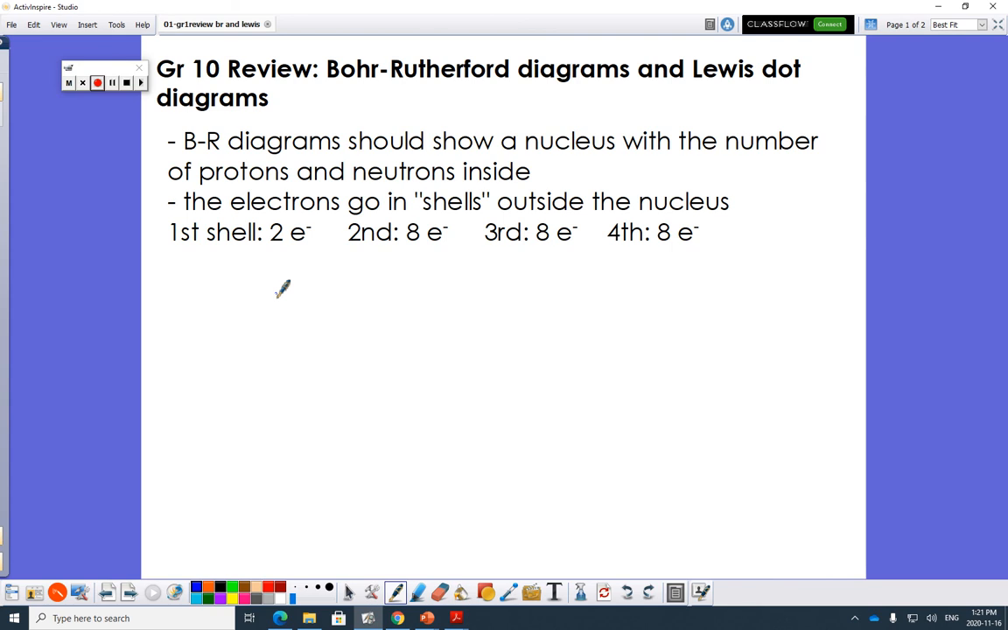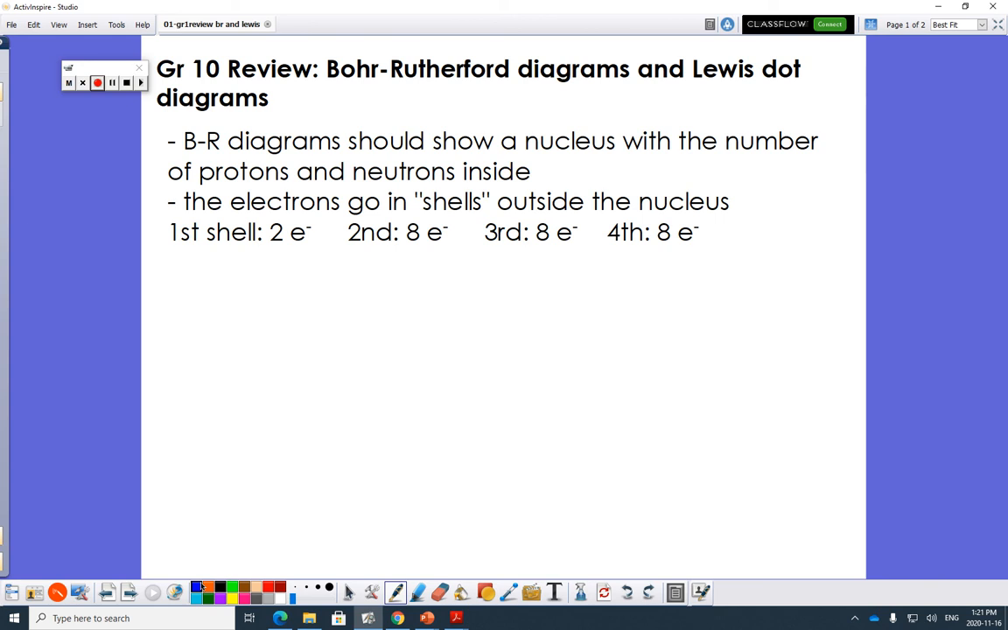Okay, so this is after the chart. Everybody see it? Okay. So I'm going to show you what I'll accept for Bohr-Rutherford diagrams. I know that some grade 9 teachers are very particular. Really what I want you to do is show a nucleus, the number of protons and neutrons inside the nucleus, and then outside the nucleus go the electrons.